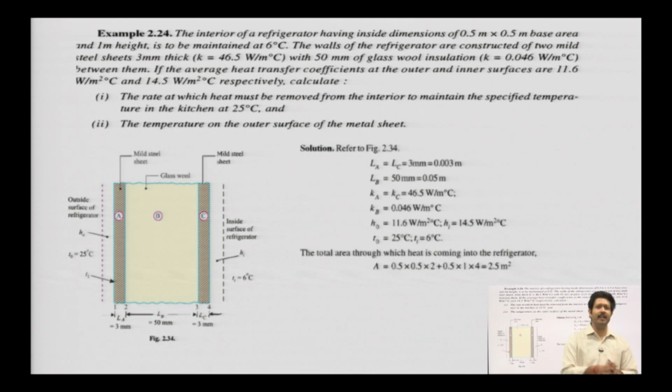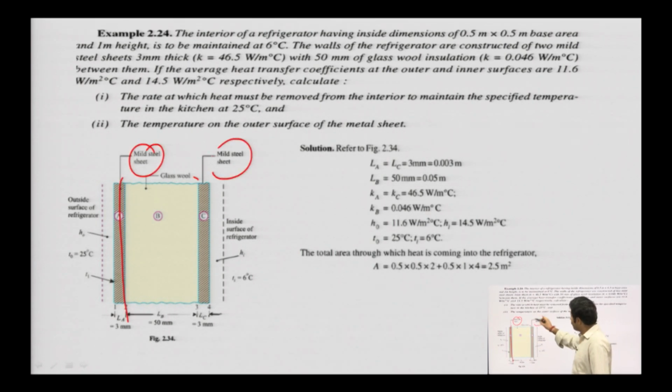I have already done about 10 to 12 numericals, and I have been doing it from my first video. So let's do this. This is a mild steel sheet. This is a mild steel sheet here. This is a mild steel sheet once again.